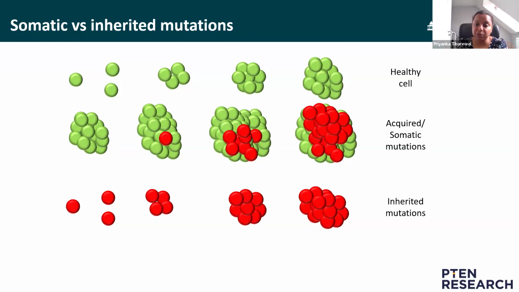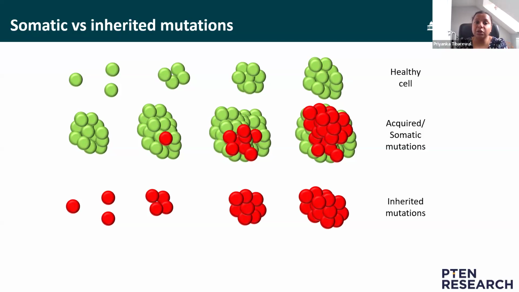Some people call them germline mutations, or hereditary mutations. They're just different terms, but it is something that is present in every single cell of your body. It is something that can be passed on from a parent to their child if the parent has that mutation. It is also something that can happen during embryonic development.